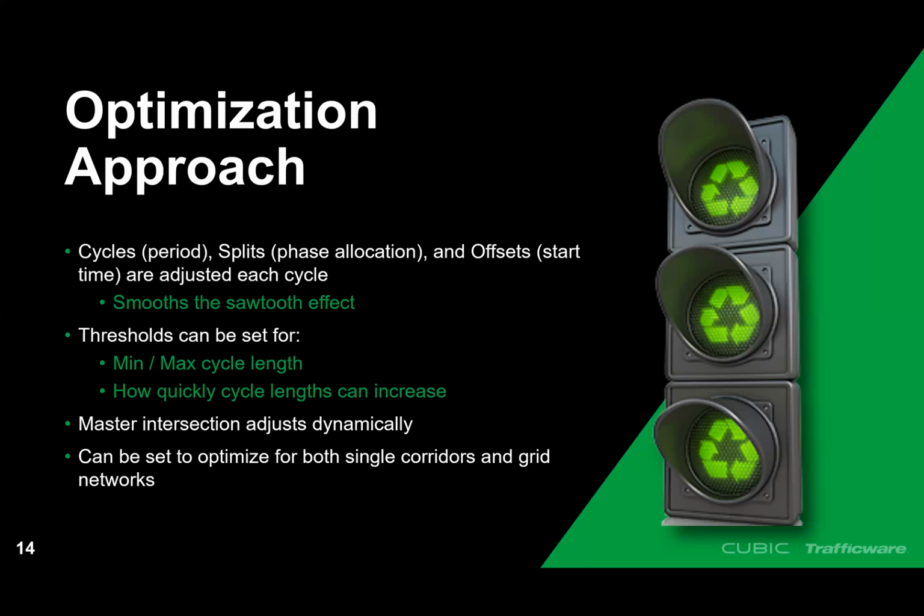They can also be set to optimize for both single corridors, running north to south, east to west, or it could be optimized to work on a grid network. Some agencies deploy these into single corridors, and some deploy two corridors that are crossing arterials. And what this does is this allows us to deploy into a grid network that a city may have.